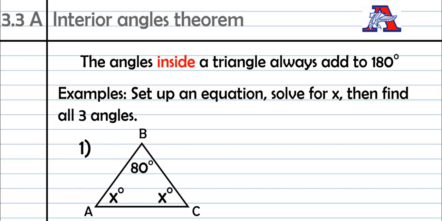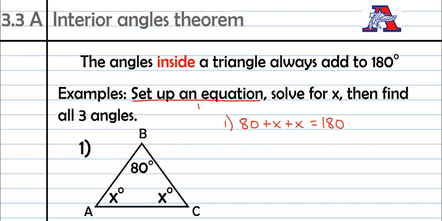In these examples, you're going to set up an equation, then solve for x, and then find all three angles. Okay, so first example here, we have triangle ABC, and what I know is those three angles have to add up to 180 degrees. So first thing I want to do is set up an equation. That's going to be step one. So I'm just going to put step one right here. So we know that 80 plus x plus another x altogether is 180.